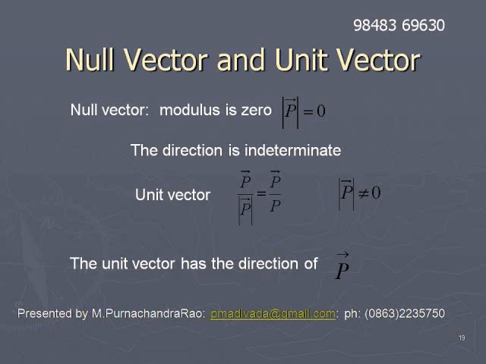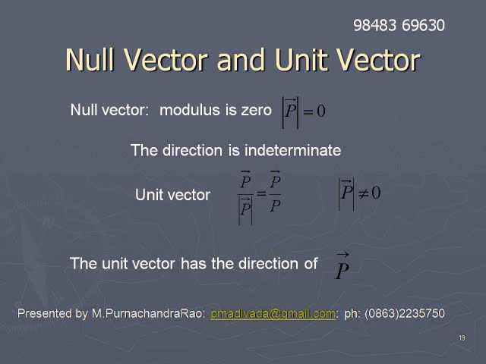Null vector and unit vector. Null vector: a vector whose magnitude is 0, whose modulus is 0, is known as a null vector. Modulus p bar is equal to 0. This is the modulus of a vector p bar. If it is 0, then it is called a null vector. The direction cannot be determined for a null vector. So the direction is indeterminate. Then unit vector.